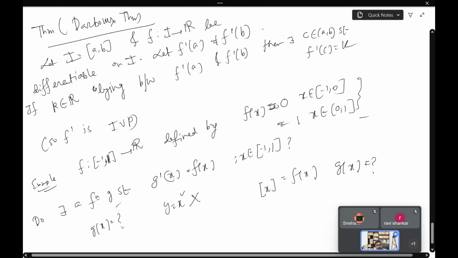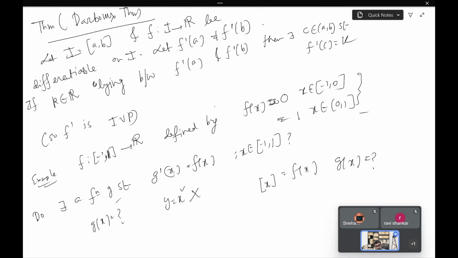Okay, so let me tell the answer. The point is there does not exist any such g, because if such a g exists, then g' will satisfy the Darboux theorem, right? But look at the function f. f does not satisfy the intermediate value property, correct? Yes, sir. Sir, at 0 it is not continuous. Right, but the point is not only continuity; it does not satisfy the intermediate value property.